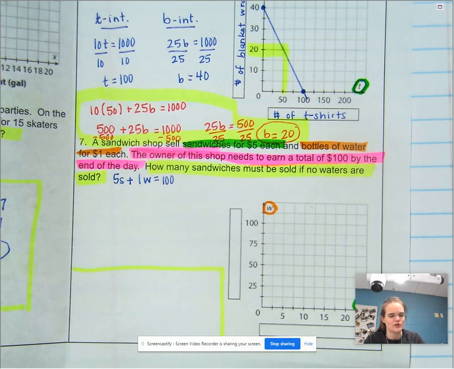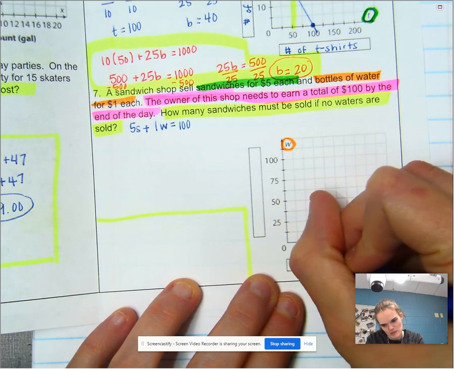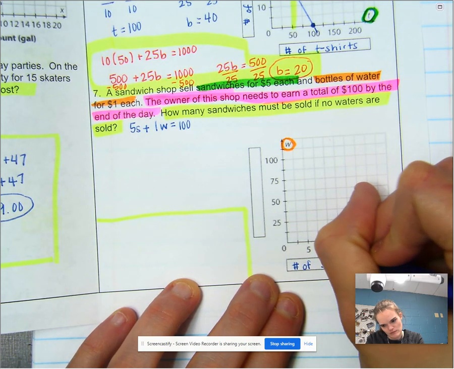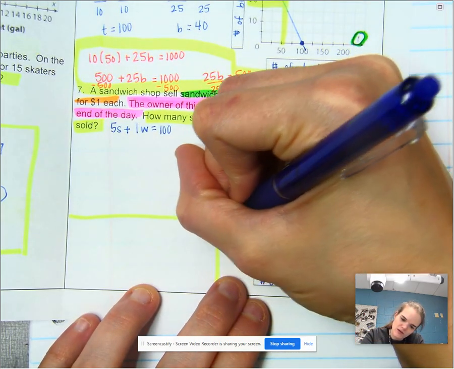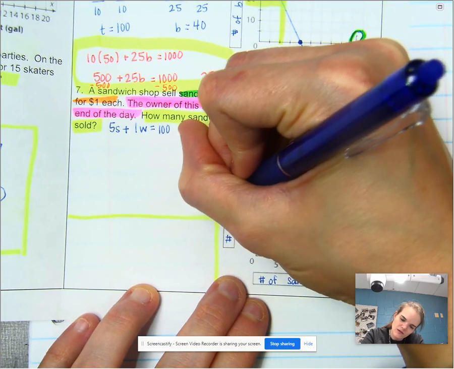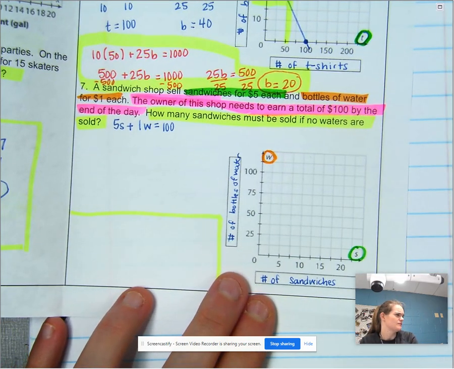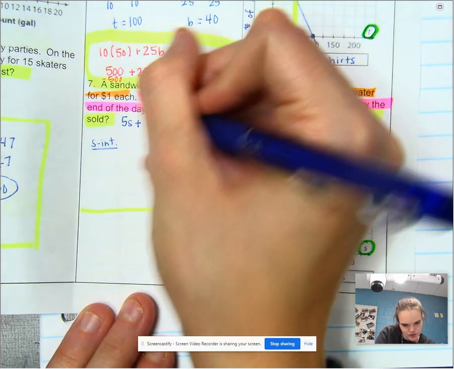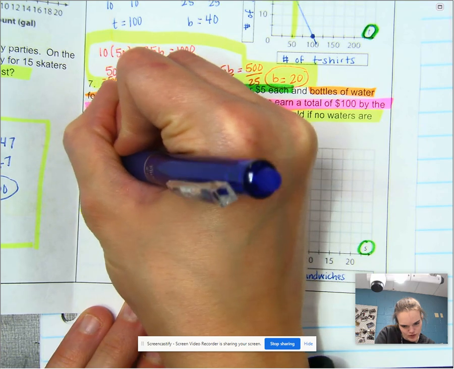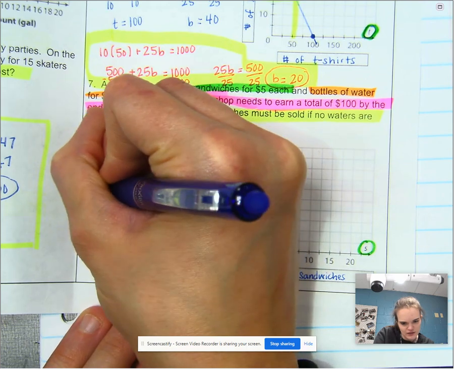Okay, so first we need to graph it, and to graph it we have to find those intercepts. So I'm going to go ahead and fill this out. This is the number of sandwiches. This is number of bottles of water. All right. So we have to find the S-intercept by covering up W. That gives us 5S equals 100. Divide by 5, and S equals 20.